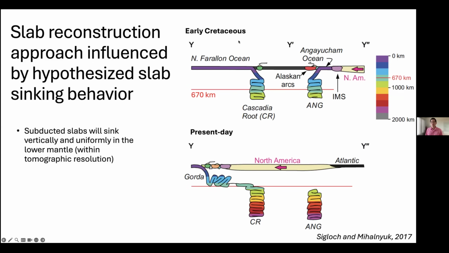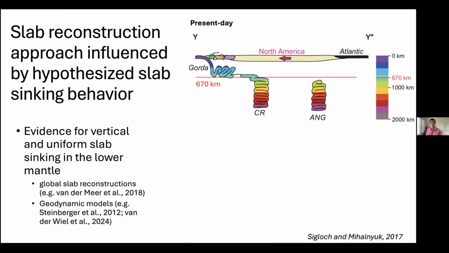So this is kind of the past, and this is the present, and I've put these together to show that basically these slab walls would just sink and be deeper than where they were in the past. So this is a very reasonable way to see the mantle. And if we look at how this influences how we might reconstruct a slab, this is actually the only picture we have to work with.